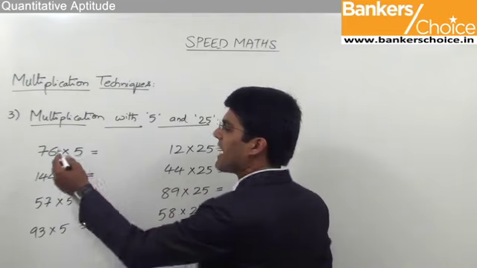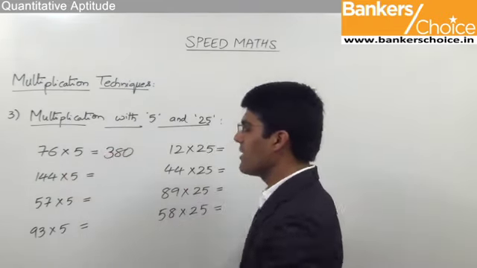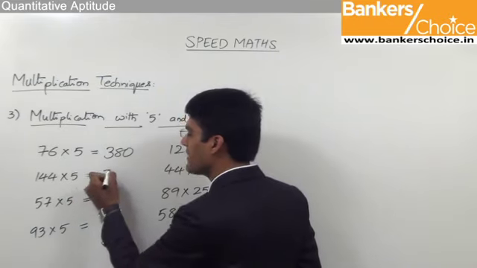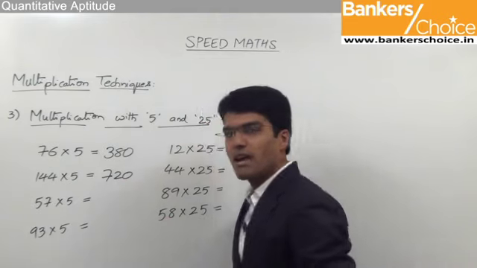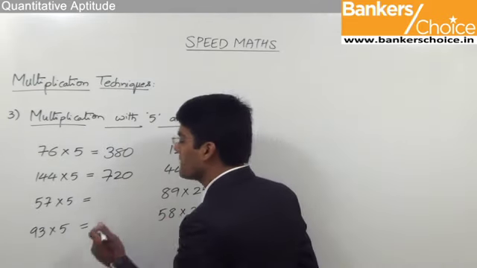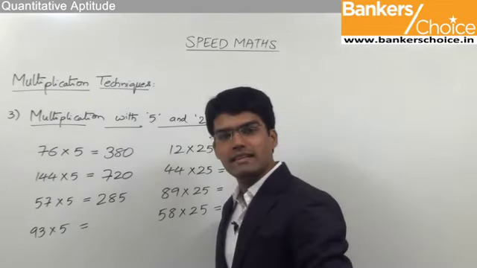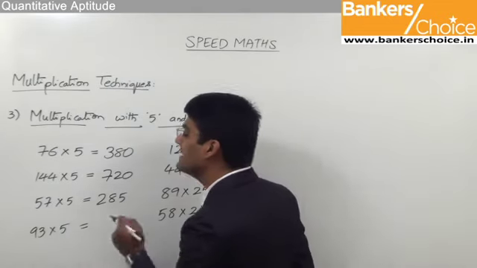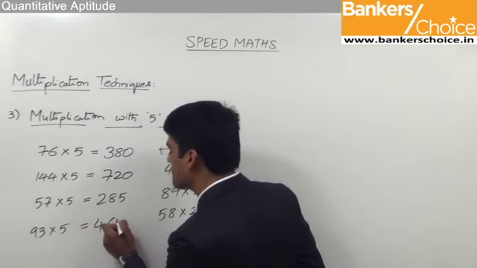76 into 5, half is 38, so the answer should be 380. 144 into 5, half is 72, so the answer should be 720. 57 into 5, half is 28.5, so the answer should be 285. And the last one here is 93 into 5, half of 93 is 46.5, so the answer should be 465.